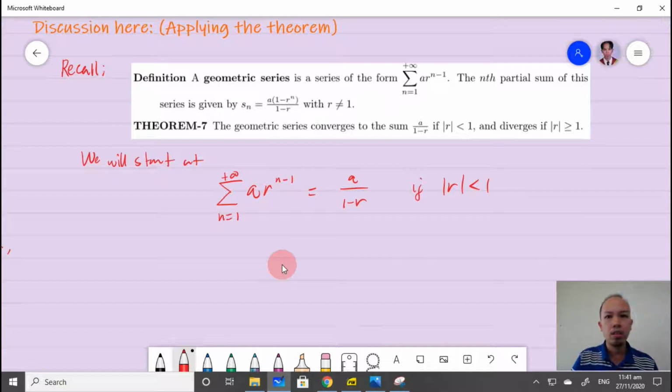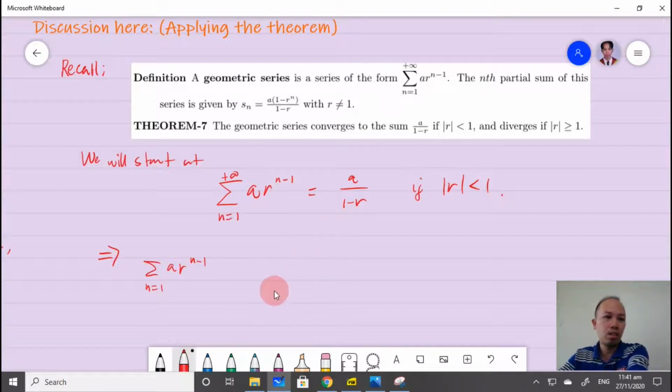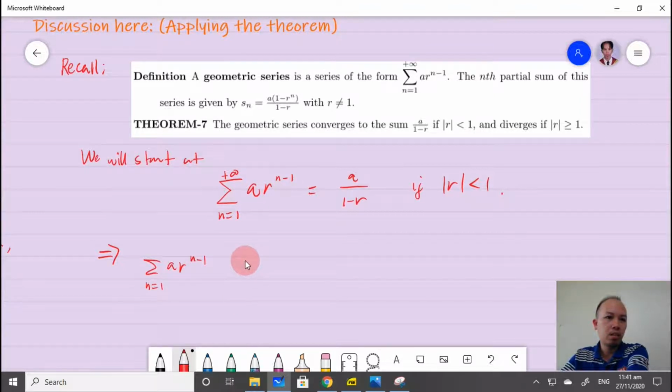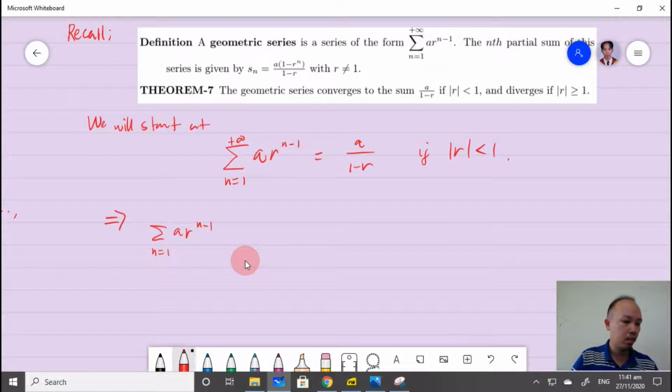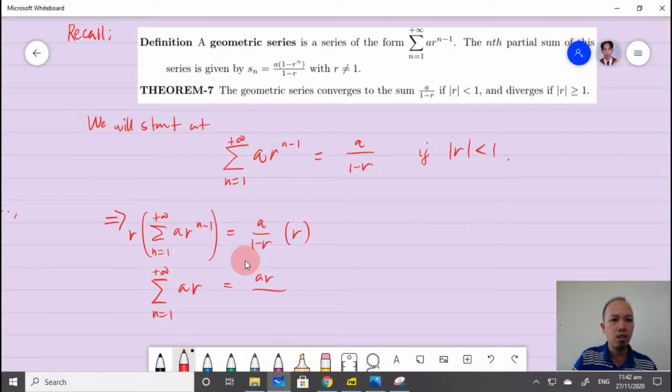This implies that the summation of a r to the n, starting from n equal to 1, equals a r over 1 minus r, after multiplying both sides by r.